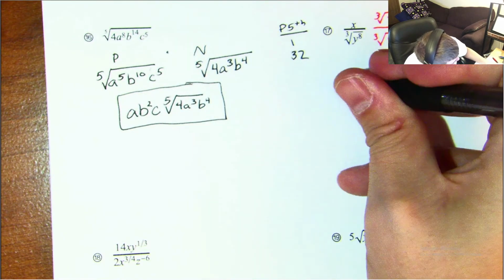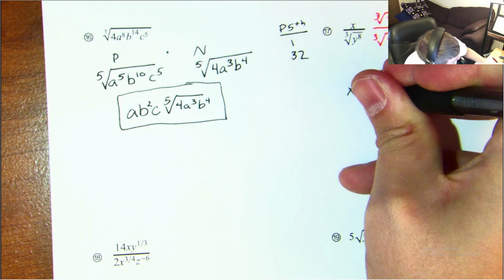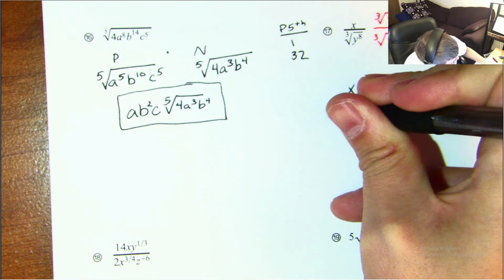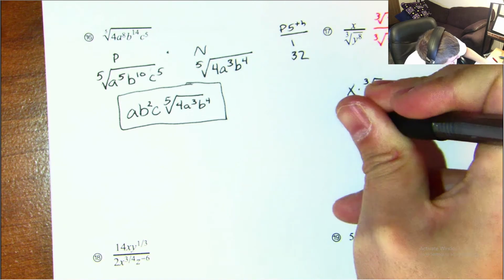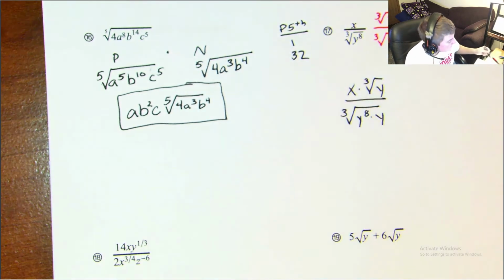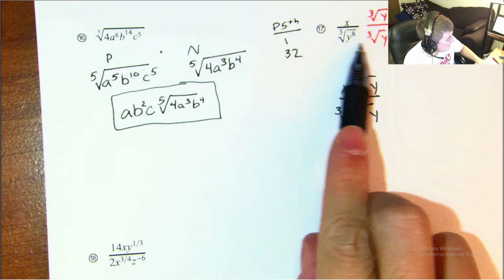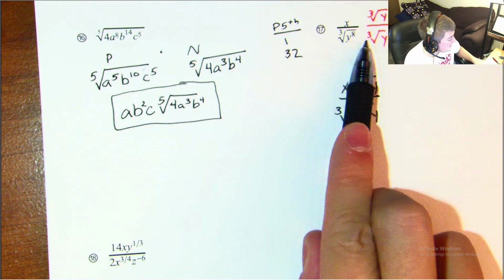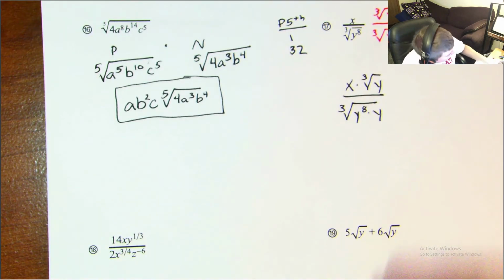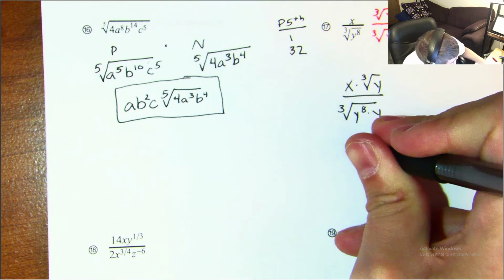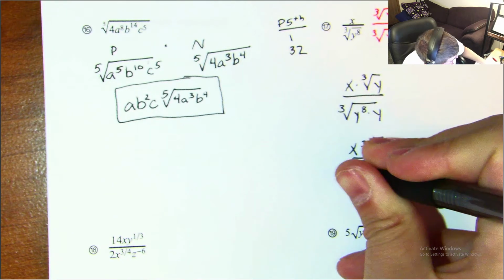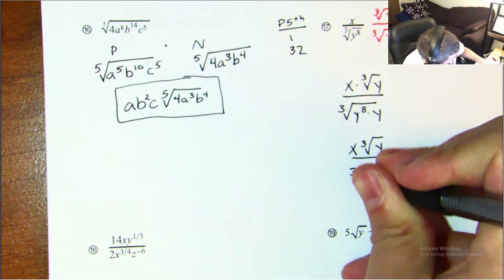So on the top, I would just get x times the cube root of y. And then here, I would get the cube root of y to the 8th times y. Okay, since they're both cubes in the same base, I can put them together. The top is not going to be able to be simplified, so I'm going to leave it like this. But then this simplifies into the cube root of y to the 9th.